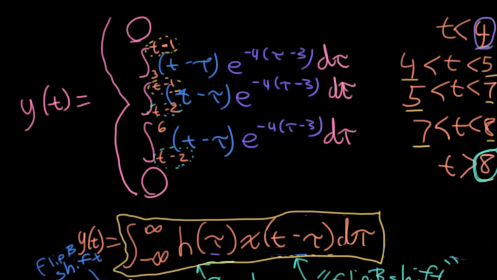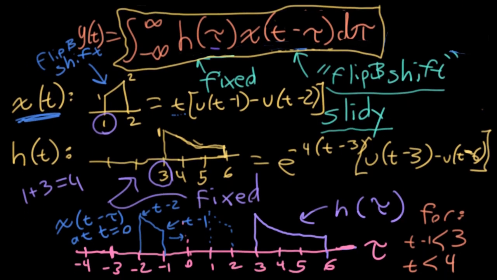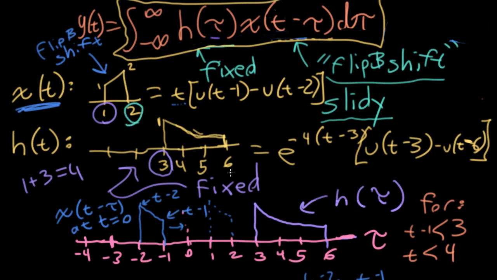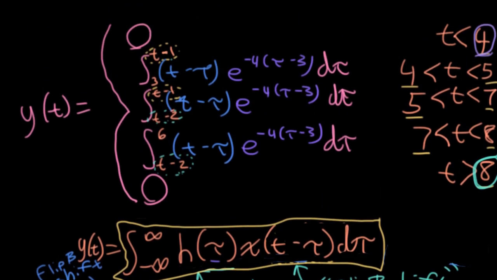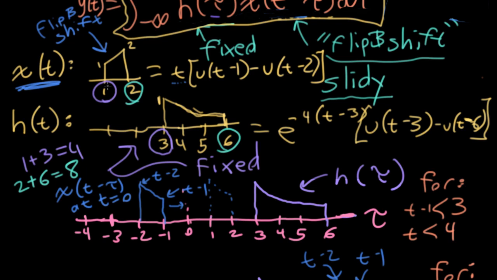Similarly, you can get the ending time here, 8, by just taking the ending time of the x function and adding to it the ending time of the h function. 2 plus 6 equals 8, and that gives us our ending time of 8. We can also get the length of the answer by just adding up the lengths of the support of the functions that make up the convolution. So we can see that the answer has length 4, going from 4 to 8, and we can confirm that length by adding up the length of x, which is 1, and the length of h, which is 3, and 1 plus 3 is equal to 4.